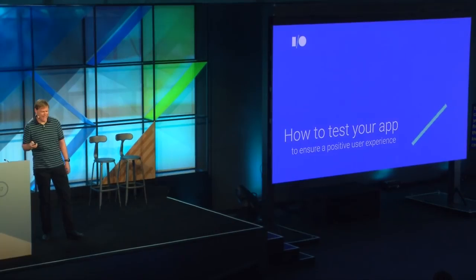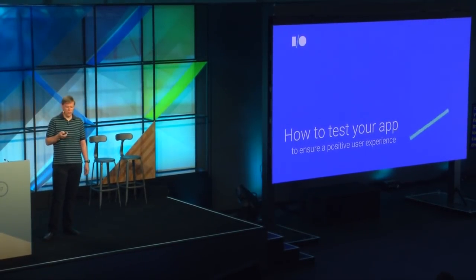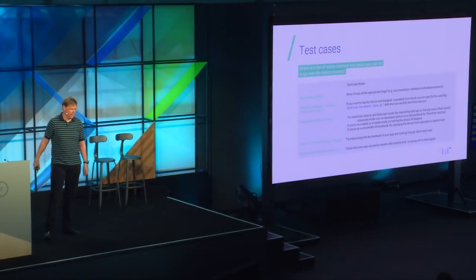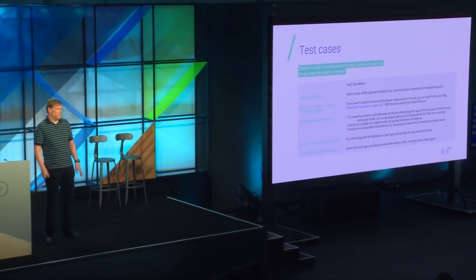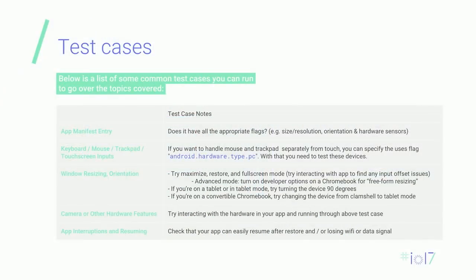So this brings me now to the last paragraph, how to test your application to ensure positive user experience. First off, you should definitely make sure that all your manifest files are in order. Check that you are specifying the orientation you want to use, the size you want to use, add the meta flags if you want to use them, and check that the min width, max width, and all these kind of things are actually specified properly. If you are interested in the special events, use Android hardware type PC, which will definitely give you all the events.